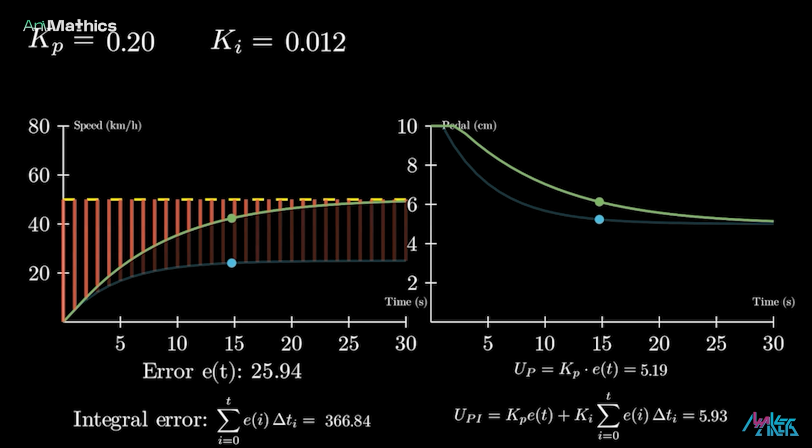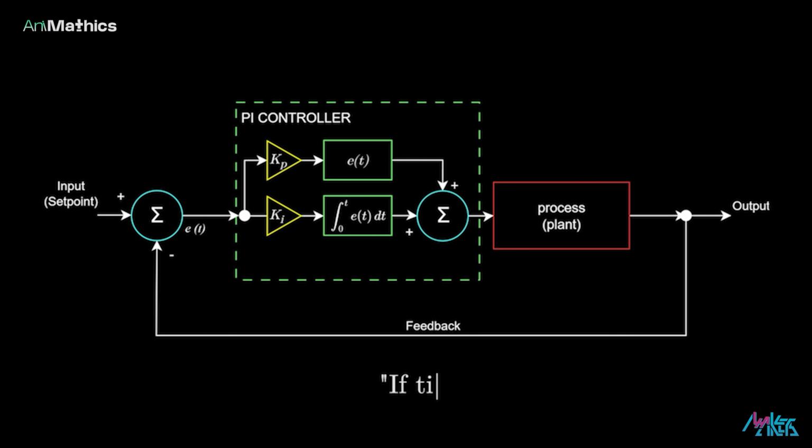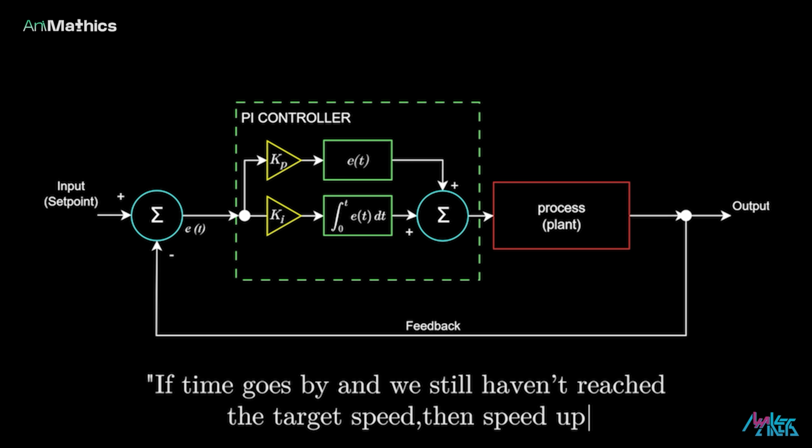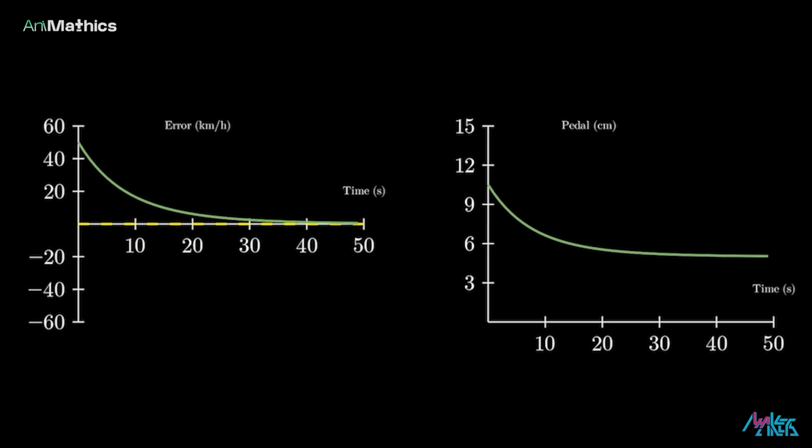In contrast, with just a P controller, the car only reaches a little over 20 km per hour before stalling there. Once the car hits the correct speed, the error reduces to 0, the I term stops accumulating, but the pedal remains pressed at a steady level, enough to maintain speed and eliminate steady-state error. In summary, the integral controller focuses on past values. If time goes by and we still haven't reached the target speed, then speed up. So with the integral part, the system can gradually correct the small leftover errors over time.